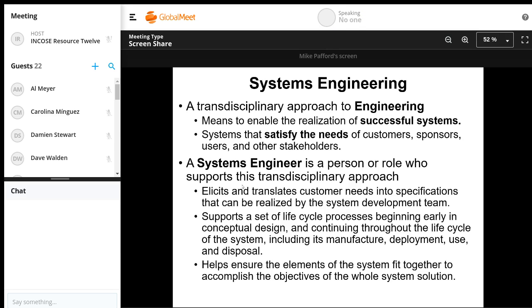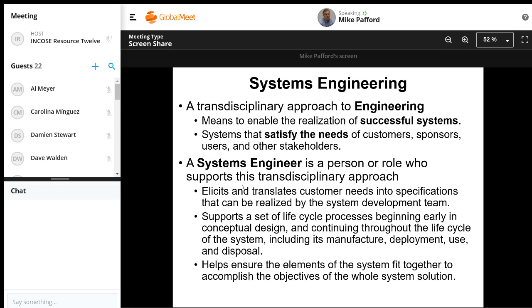So systems engineering, we tell them, as you all will recognize from the handbook and CBOC, is a transdisciplinary approach to engineering. It's a means to enable the realization of successful systems as a whole, systems that satisfy the needs of customers, sponsors, users, and other stakeholders. And we say that a systems engineer is a person or role who supports this transdisciplinary approach by eliciting, then translating customer needs, issues, problems, expectations, and so on, into specifications that can then be realized by a system development team, be it agile, waterfall, and so on.